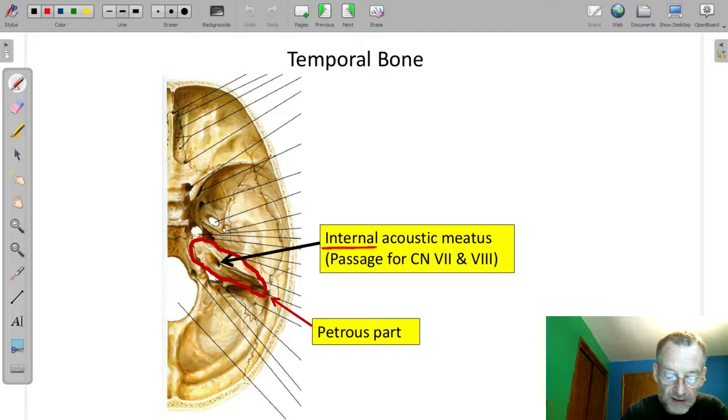It's inside the cranium. It's not the external acoustic meatus, which was your ear canal. And the internal acoustic meatus, which is this hole right here, through that opening pass cranial nerves 7 and 8. So, cranial nerves 7 and 8 pass through the internal acoustic meatus. Next slide.